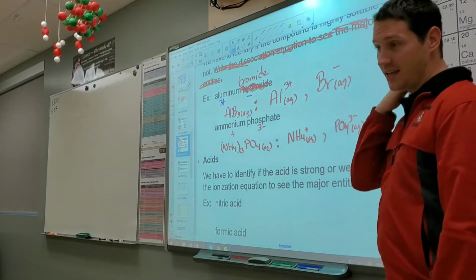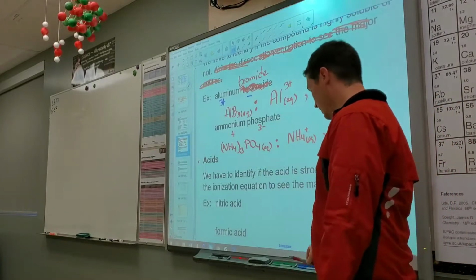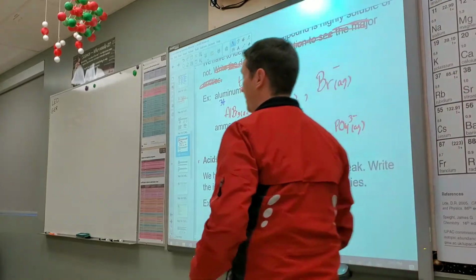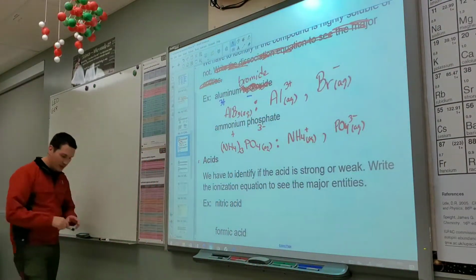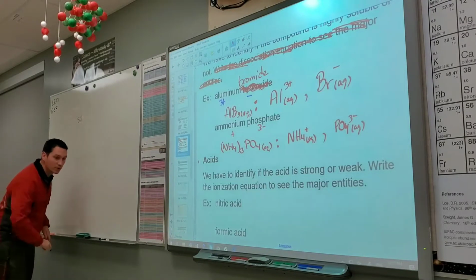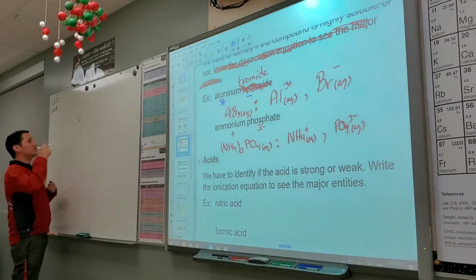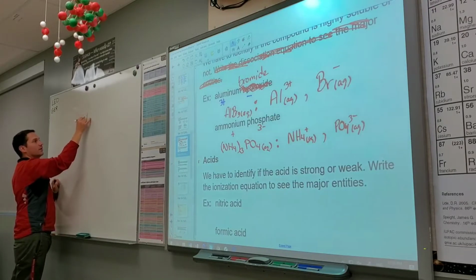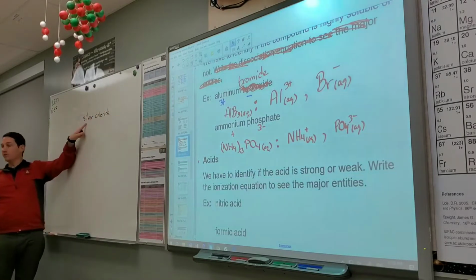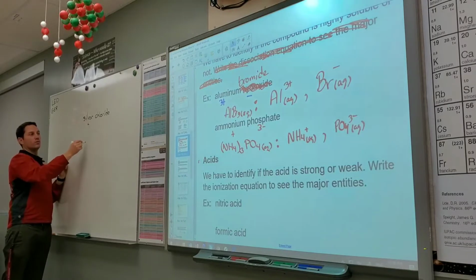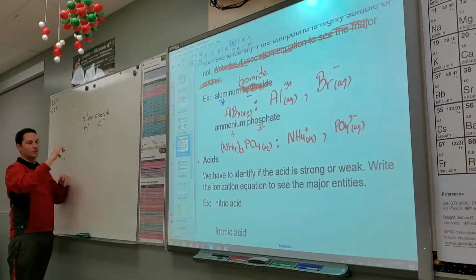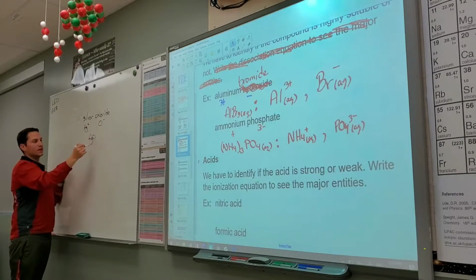Let's do one more example. Hopefully you have a little bit of room off to the side somewhere. So let's pick something else. Let's pick silver chloride. What is the formula for silver chloride? Silver is Ag plus, and chloride is Cl minus. So when we put them together, we're going to get AgCl, just one of each.